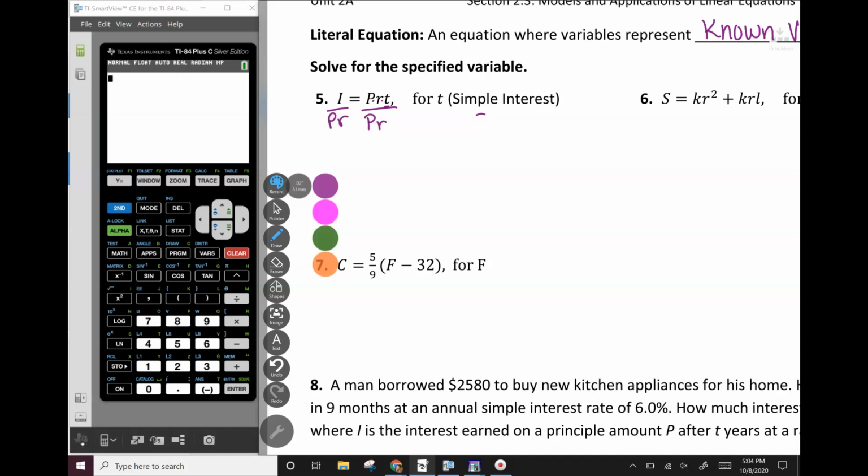Okay, so when I do that, the P cancels and the R cancels right there, right? P divided by P is 1, R divided by R is 1. Those go away. And I'm just left with T. So I can have T equals 1 over P times R. So all you're doing here is just rearranging the formula so that you've got a different variable solved for. You're just rearranging that formula, solving for a specific variable.